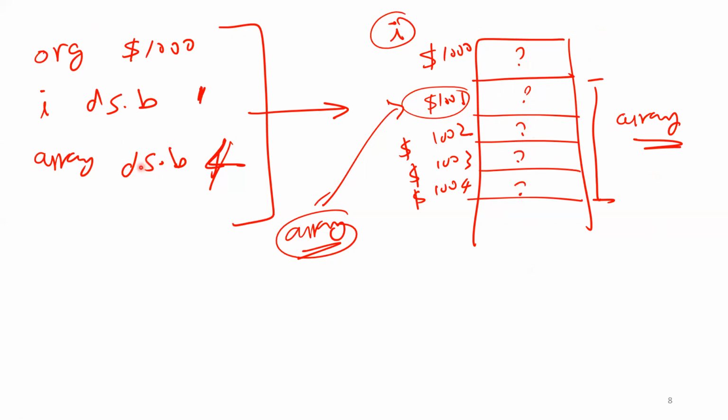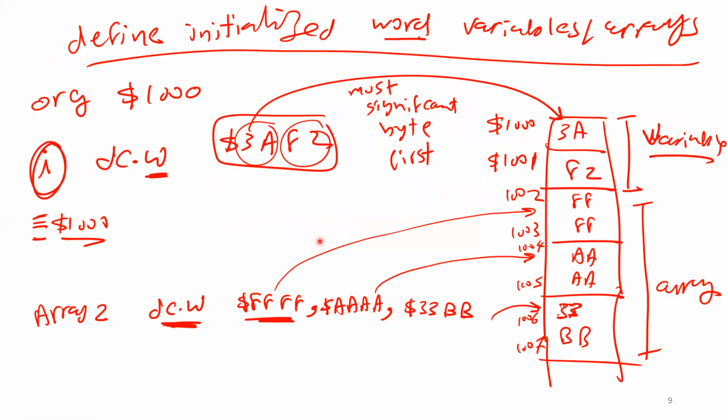Very easy, right? So again, every time in your program you write I, it is going to be replaced by 1000. The assembler is going to do that. Every time you write the word array, it's four locations, right? From 1001 to 1004. So every time you use the word array, it is going to be replaced by the beginning address. Okay, any question?